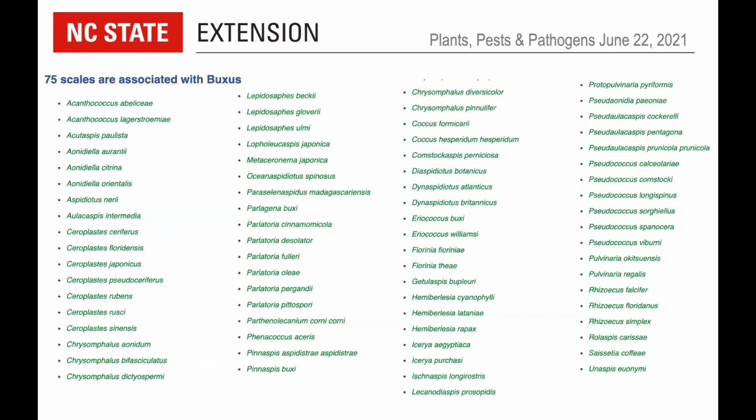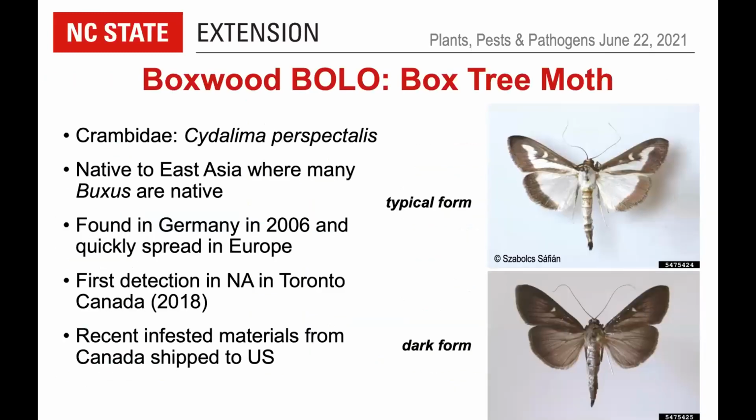And now one of the really big things to mention is a boxwood bolo. So be on the lookout for box tree moth. This is one of the most important pests of boxwood, and one of the major reasons we're presenting on this today is because there was a recent announcement from the USDA that material with these moths was sent to the US. So we are on the lookout for this moth.